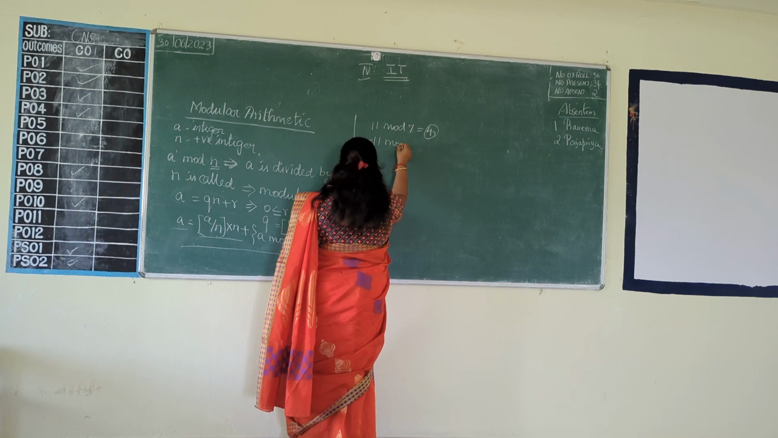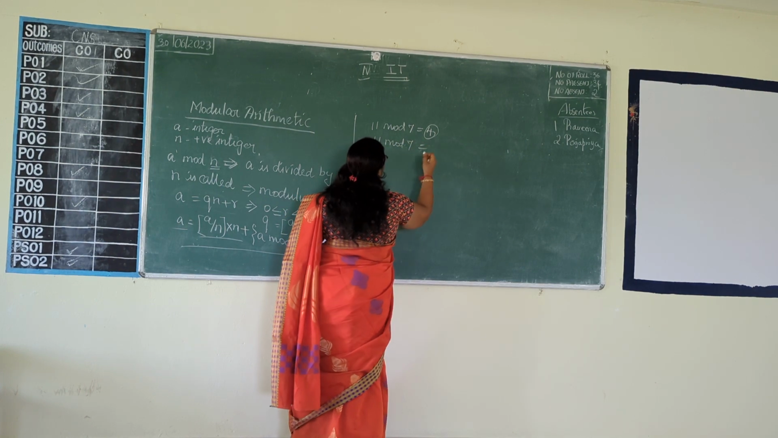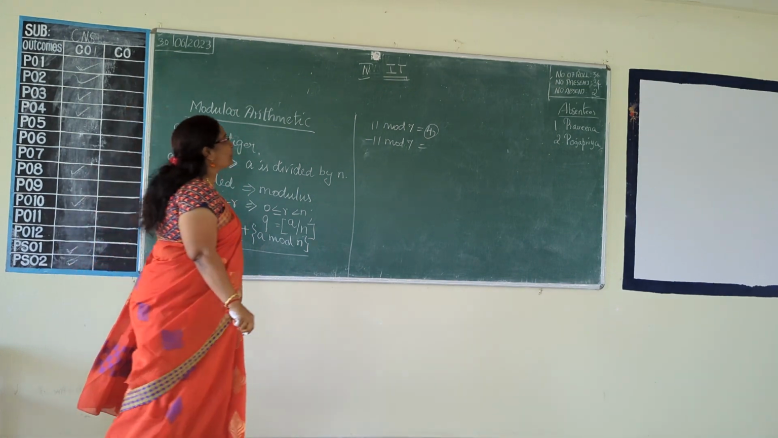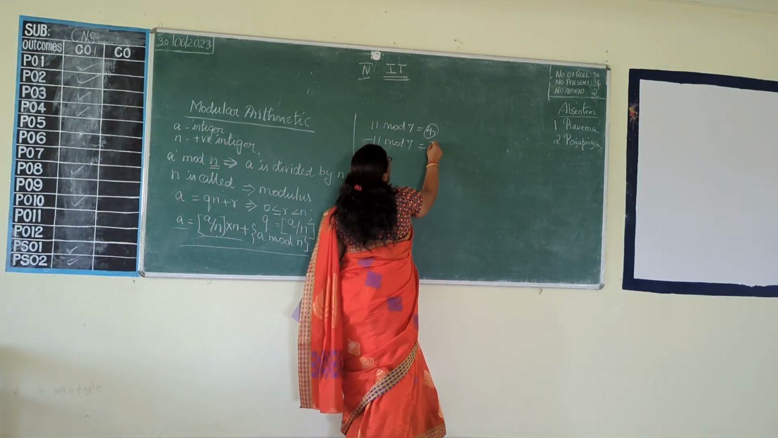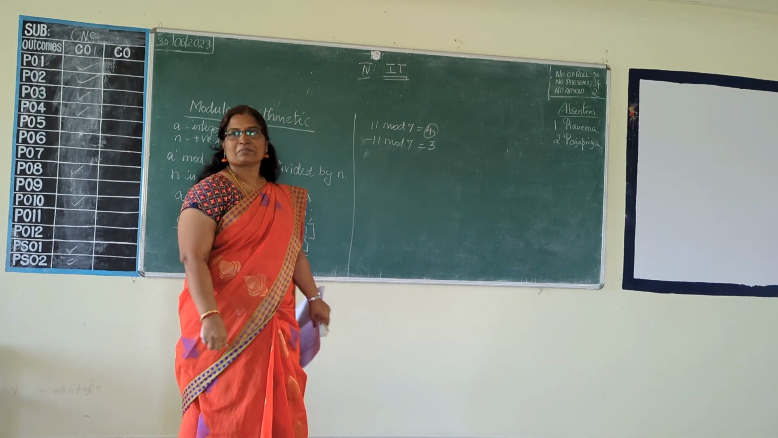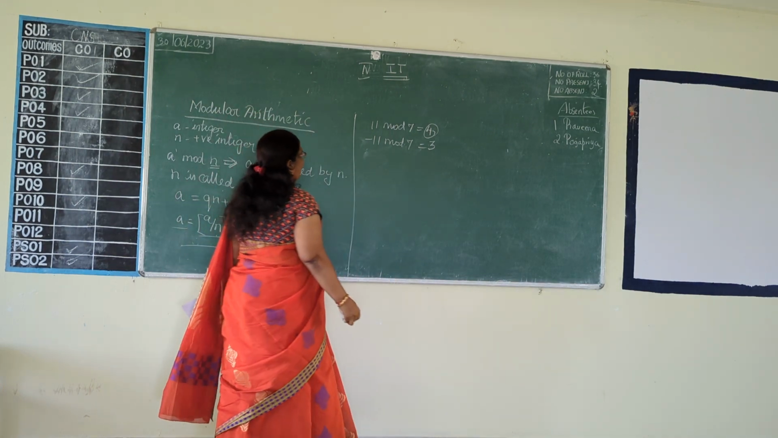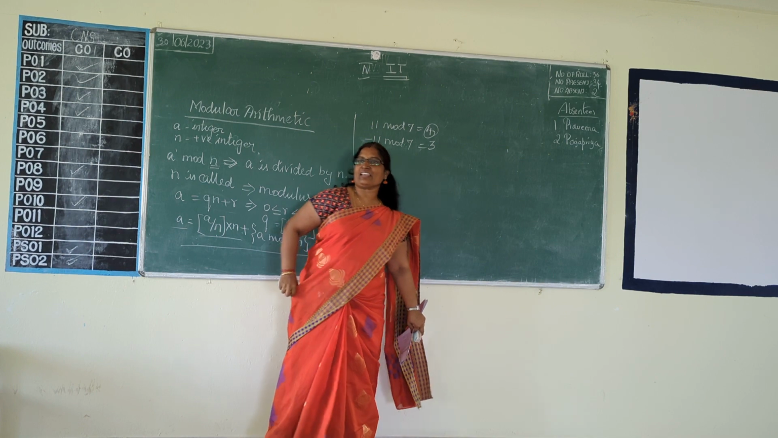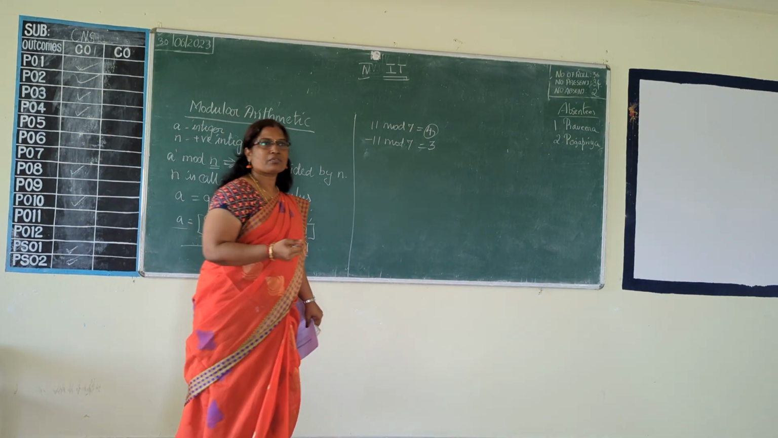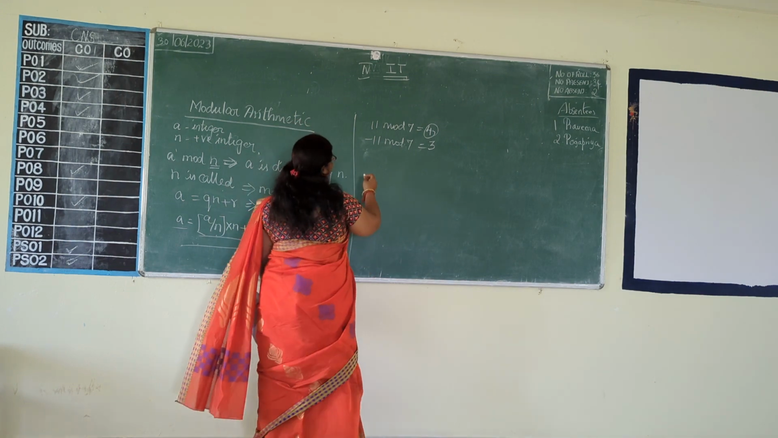Minus 11 mod 7. Who will answer this? 3. Super. How did you get this 3? Minus 11 mod 7 is equal to 3. The answer is right. But how?